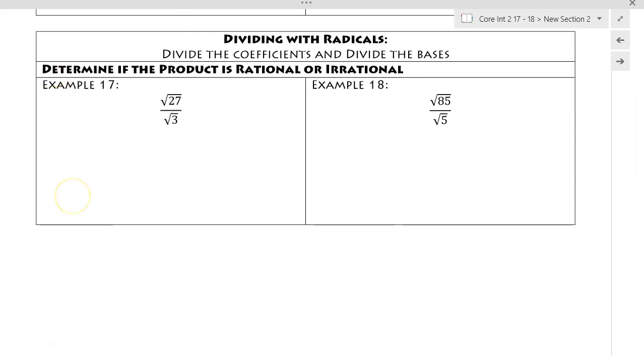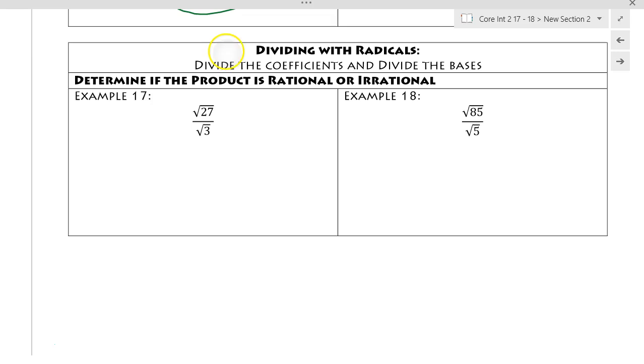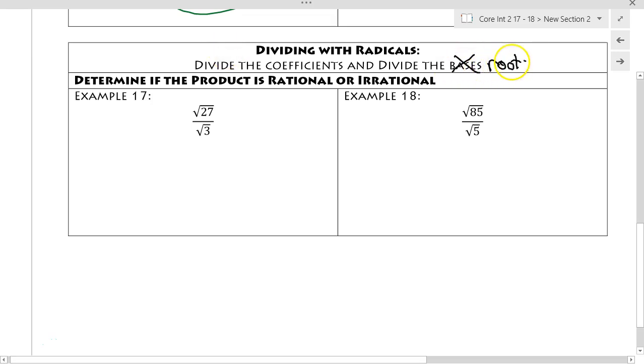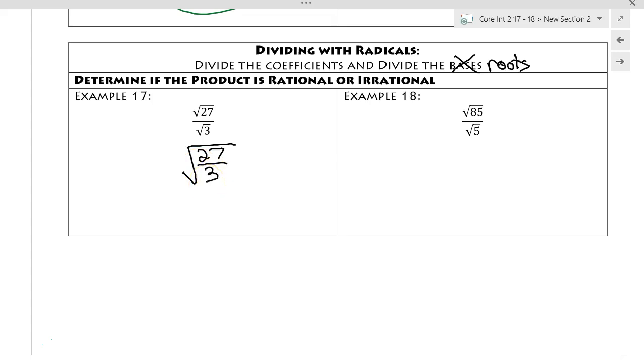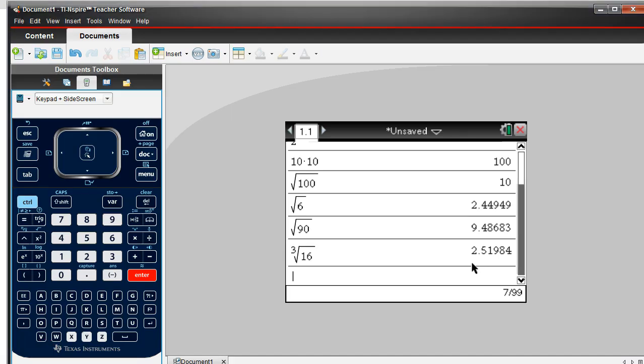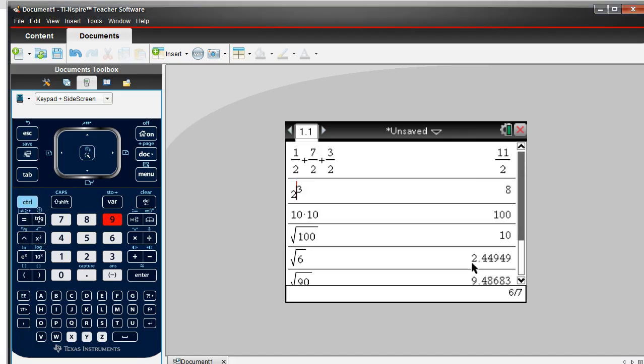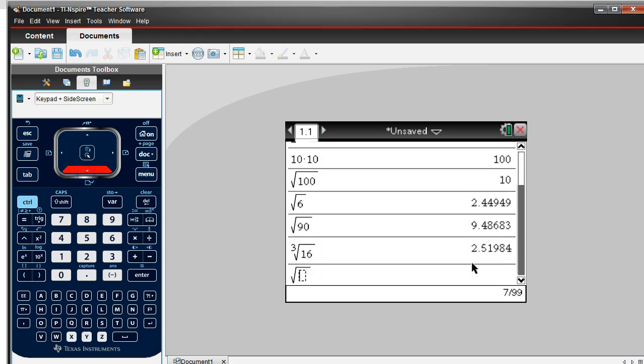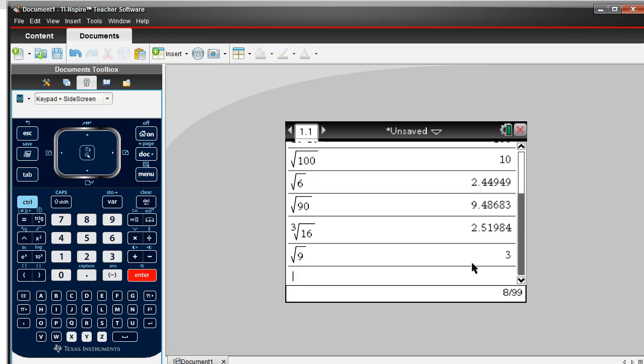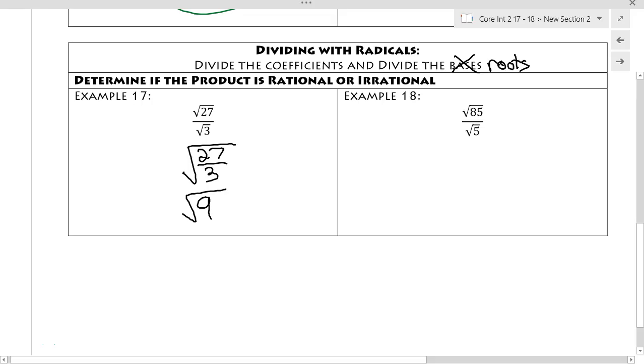Finally, with dividing, last two examples, we'll get through them real quick. It's the same rule. Divide the coefficients, divide the root. Okay? So it's the same thing. I just write one big root and divide the things underneath them. 27 divided by 3 is 9. And in my calculator, I can type in the square root of 9, which is 3. So then, since I got a whole number, I don't write the root anymore. I just write the 3.